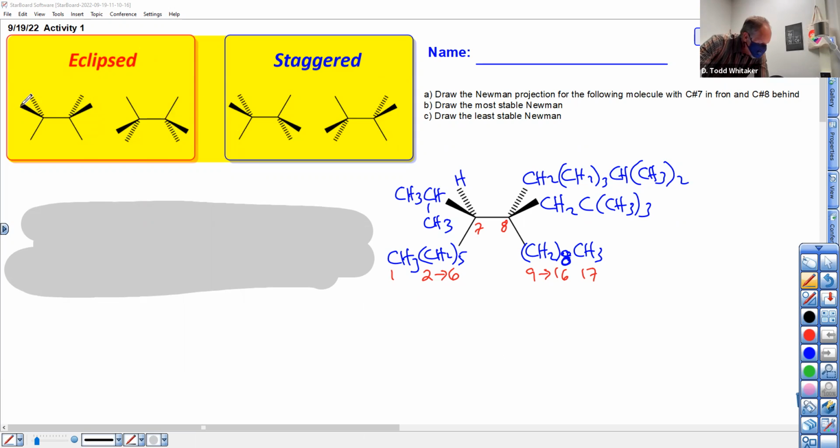Eclipsing happens when you have a wedge right in front of another wedge and a dash in front of a dash and a non-wedge, non-dash in front of a non-wedge, non-dash. Same story here, it looks flipped. Staggered is when you alternate, this wedge bisects this in half. That's nice staggering. And if this doesn't match a non-wedge, non-dash on the other side, it's not going to be eclipsed. That's right. It's going to be staggered.